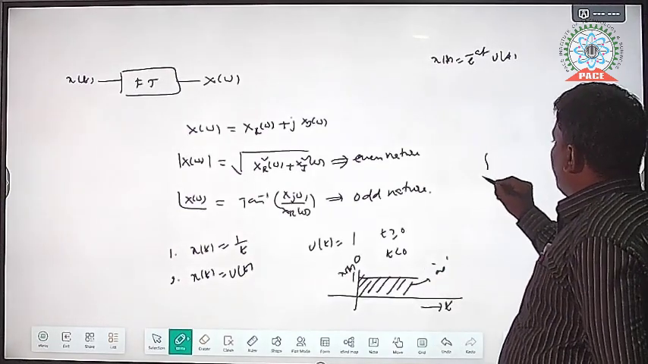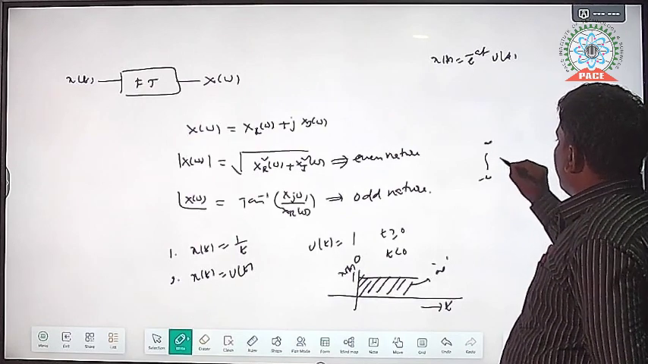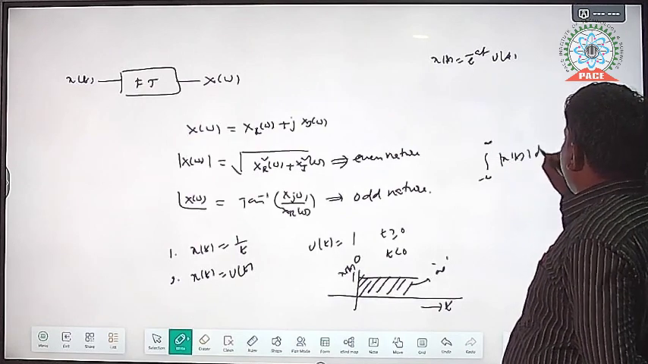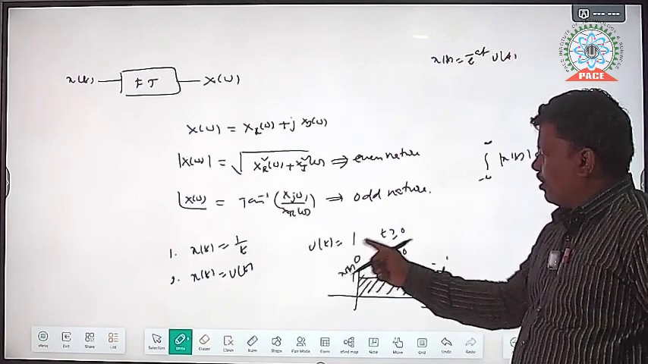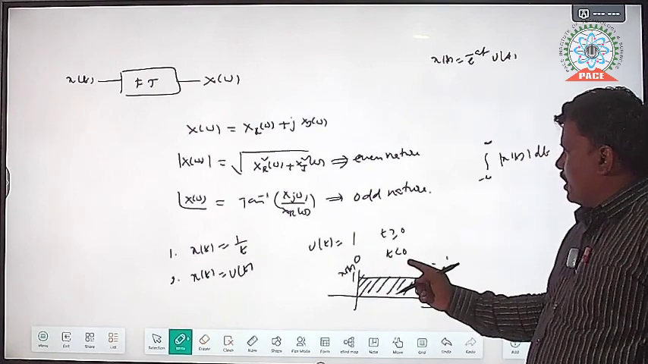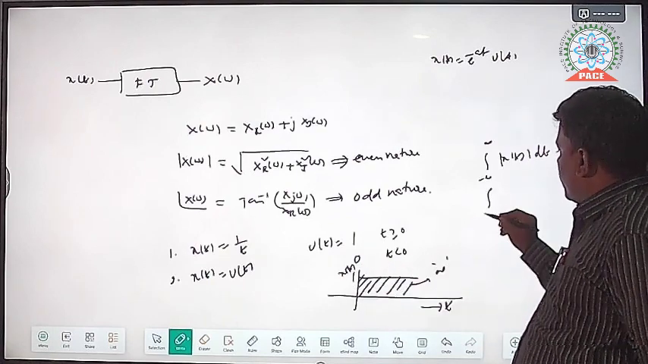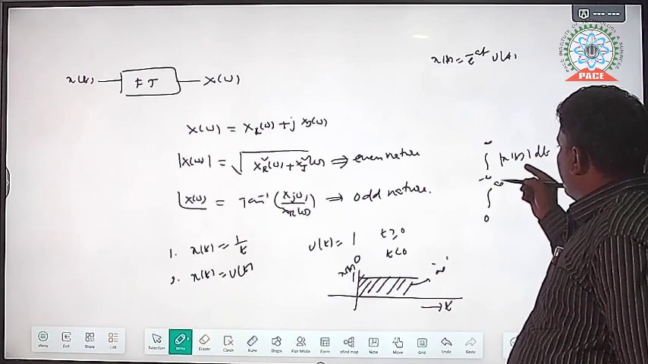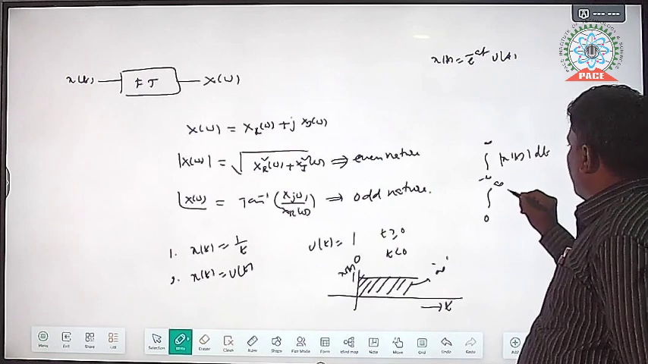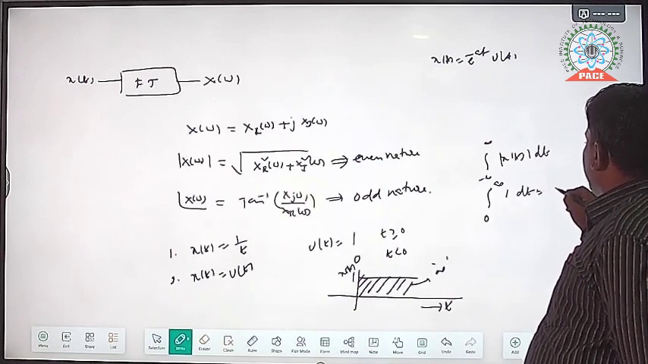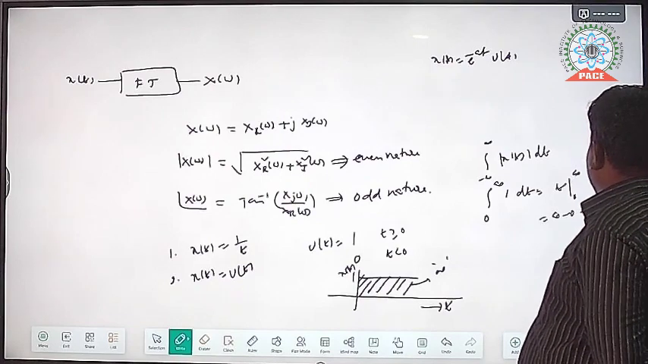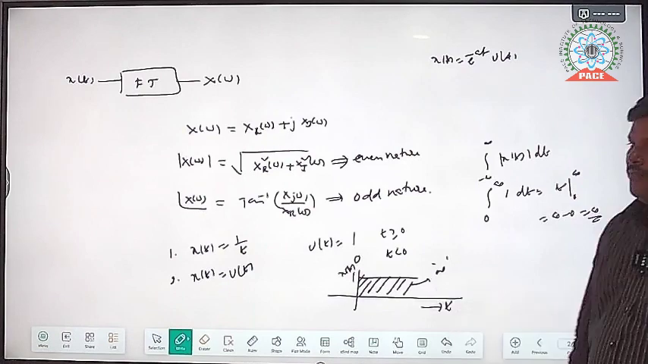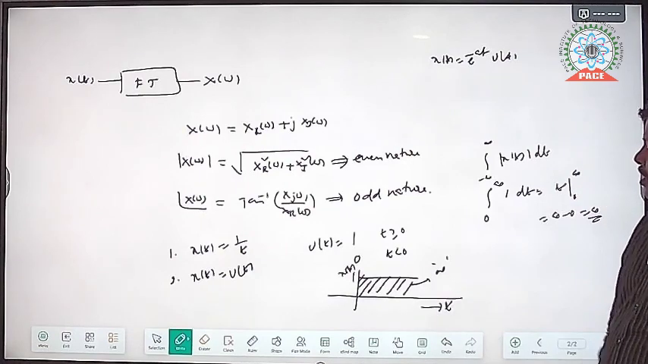Suppose the integration from minus infinity to infinity of x of t dt. Here the signal is a right-sided signal. u of t equal to 1 for t greater than 0, and u of t equal to 0 for t less than 0. So the limits are 0 to infinity, of x of t, the amplitude of the signal is 1, dt. Apply the integration over t, apply the limits 0 to infinity. Upper limit minus lower limit, this is infinity. So the area of the signal is infinity. These types of signals are not possible to transform. The Fourier transform does not exist for this type of signals.